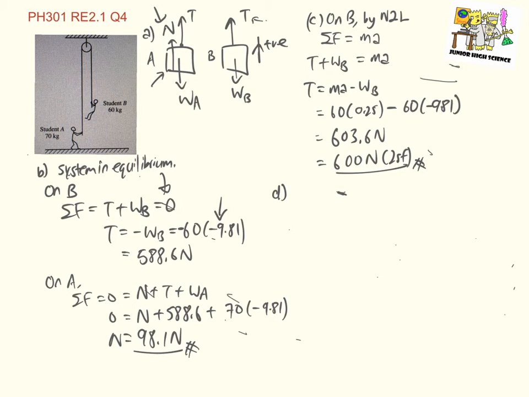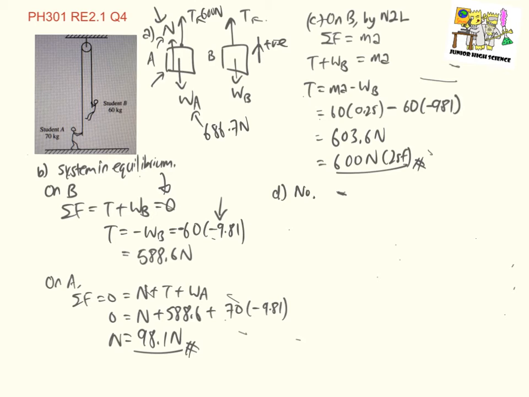On the FBD for student A, we can see weight, we can see normal contact force, and we can see tension force. Now, the tension force as calculated in part C is 600 newtons. The weight of student A, WA, of 70 kg multiplied by 9.81, should give me 686.7 newtons. So from these two values, you can see that the tension force acting on student A is smaller than the weight of student A. So therefore, the answer is no.